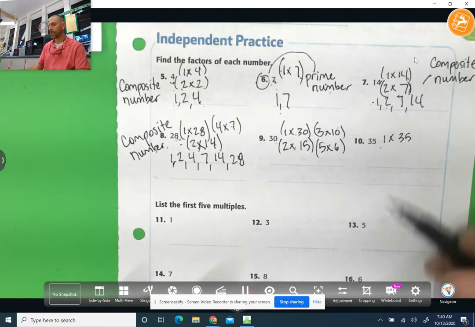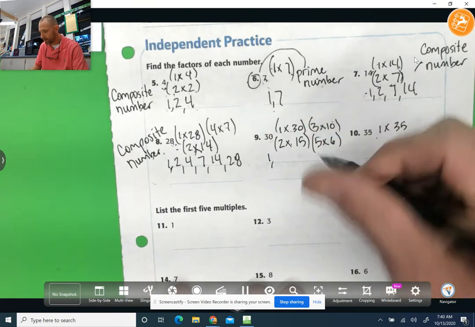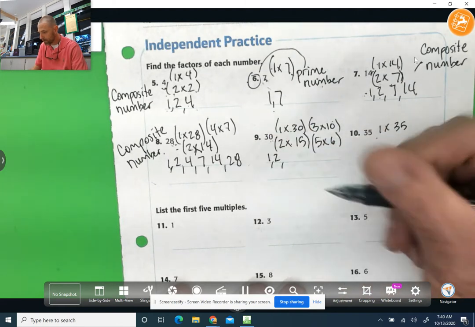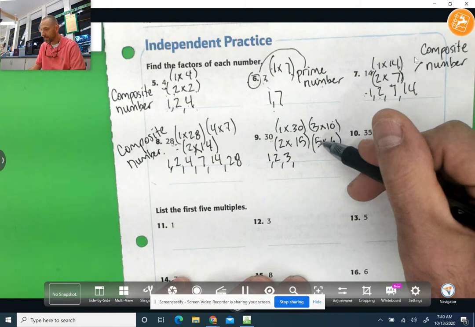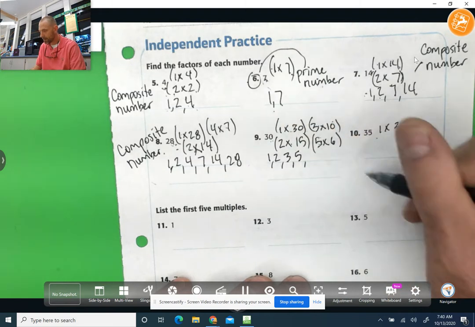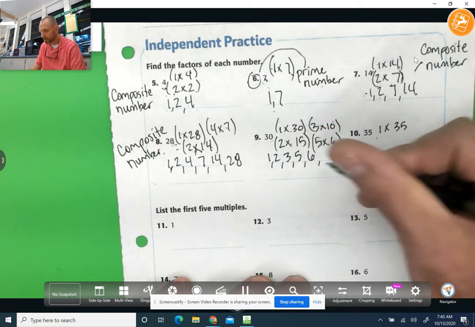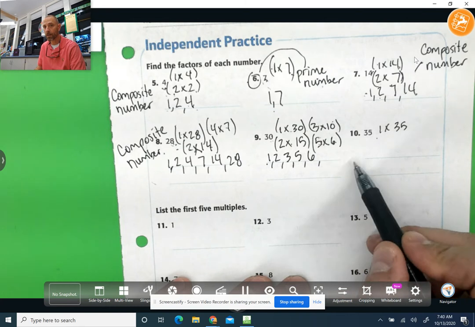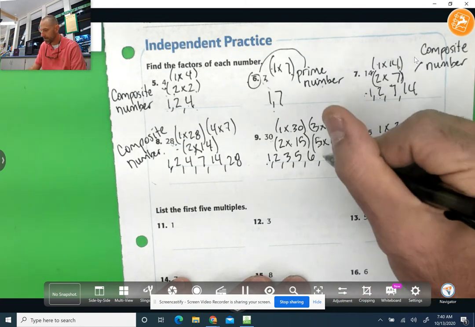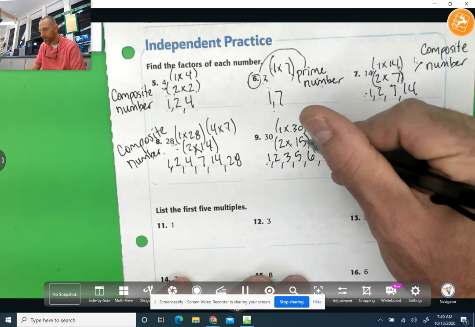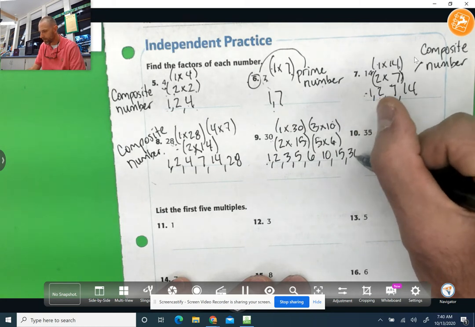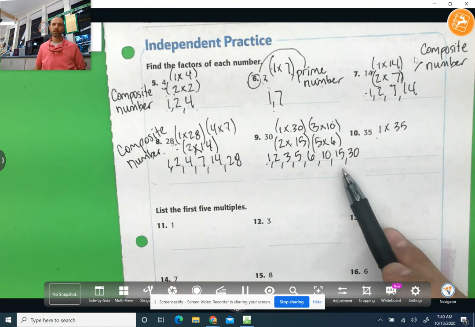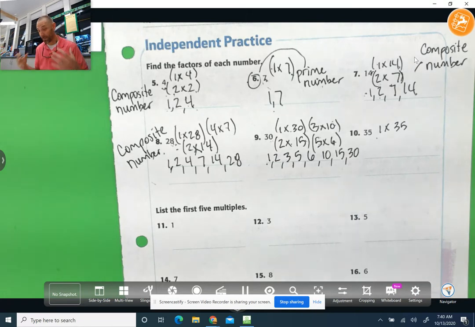We are all done. We've got 1, 2, 3, 5, 6, just listing them from least all the way to greatest, 10, 15, and 30. All right, that's a good one. That's okay. Factors, we got one more for factors here.